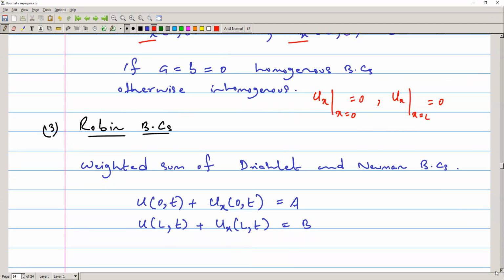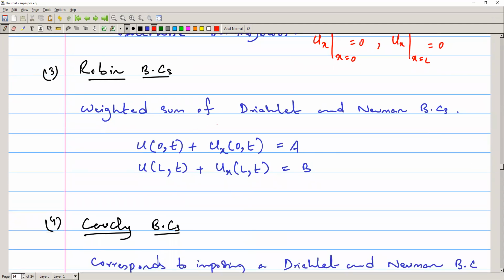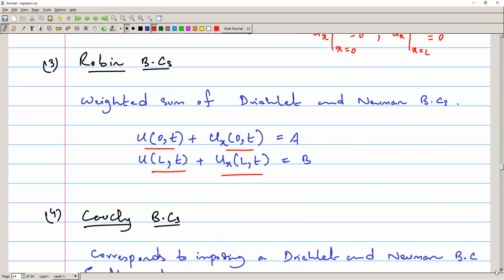And then we have Robin boundary conditions. Robin boundary conditions are the weighted sum of Dirichlet and Neumann boundary conditions. So we can see that they are in the sum form. This is a Dirichlet boundary condition, and this is a Neumann boundary condition. And when we sum up the Dirichlet and Neumann, that is equal to some constant, then we call it a Robin boundary condition, right? And again, if A and B are 0, then these are homogeneous boundary conditions.